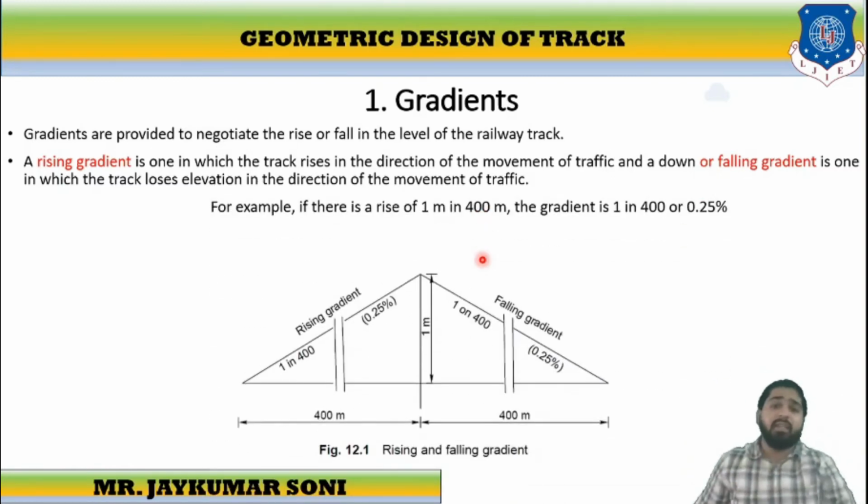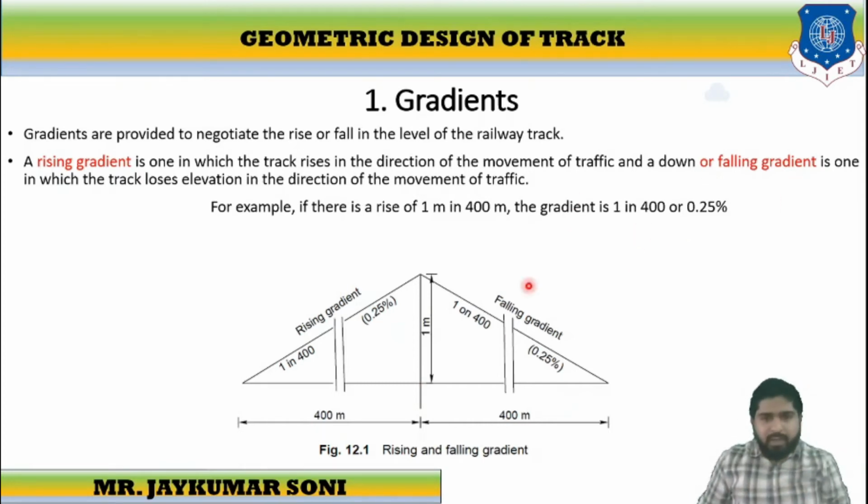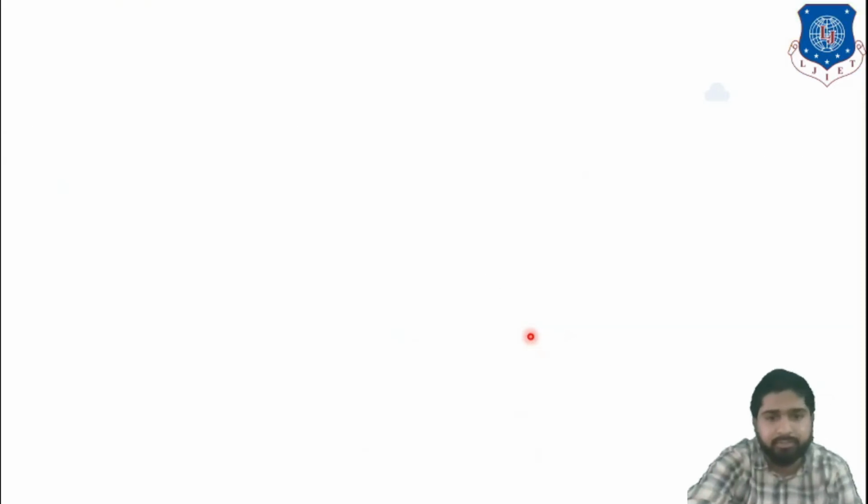For example, if there is a rise of 1 meter in 400 meter, then it is called 1 in 400. See, 400 meter is the horizontal length and 1 meter is the vertical length. It is called 1 in 400. And if you calculate it in percentage form, with respect to 100, it will be 0.25 percent. So this is all about the rising and this is the falling gradient.